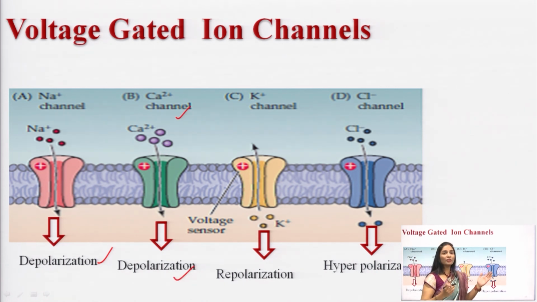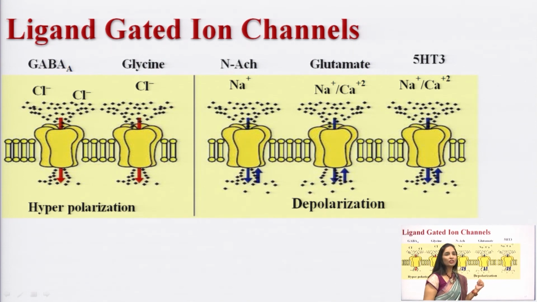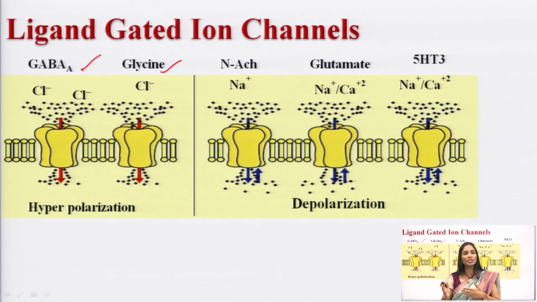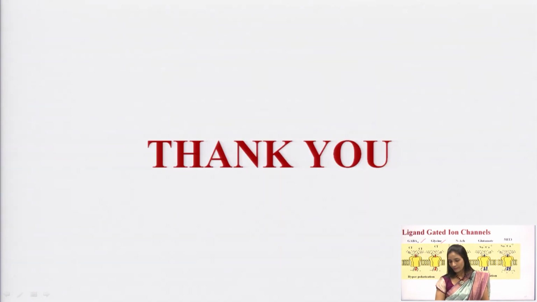If the potassium channel is opened and potassium leaves the cell, especially in the myocardium cell, it will cause repolarization. And opening of a chloride channel, with chloride entering the cell, will cause hyperpolarization. So this is a ligand gated ion channel, students. Here we can discuss the different types of neurotransmitter. GABA and glycine will open the chloride channel, which will cause hyperpolarization. Serotonin, glutamate or acetylcholine will cause depolarization by opening of their channels. Thank you.